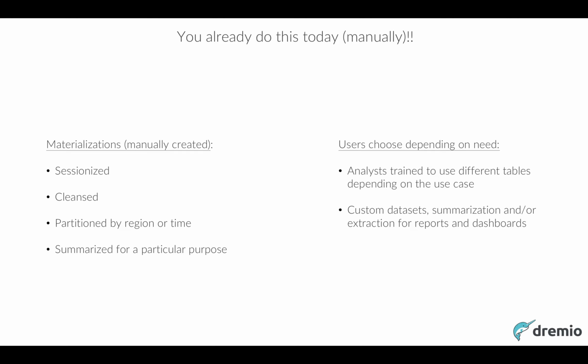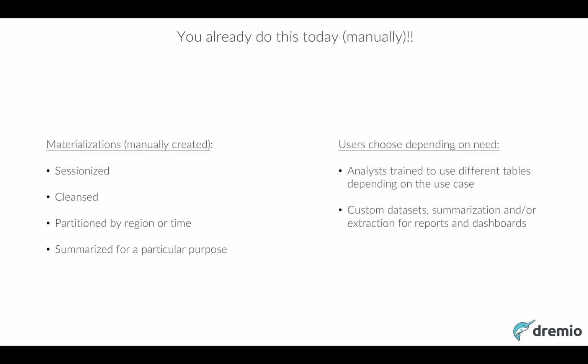Now this may seem unique or interesting, but the reality is you're already doing this today. You're just doing it manually, right? And so if you think about how you're materializing data today, you're most likely already doing things like sessionizing the data. So taking the raw data and aggregating it by sessions. You're probably already cleaning your data, cleansing it. And so that's another example of you're creating a materialization of data that's a little bit closer to what the users are going to be interested in, or at least closer than the actual raw data. You may be creating data that's partitioned by the region or the time, so that queries can run faster. So that's an example of materializing data that's again closer to what the user wants, or can enable queries to be much faster. Or maybe you have the data summarized for a specific kind of purpose.